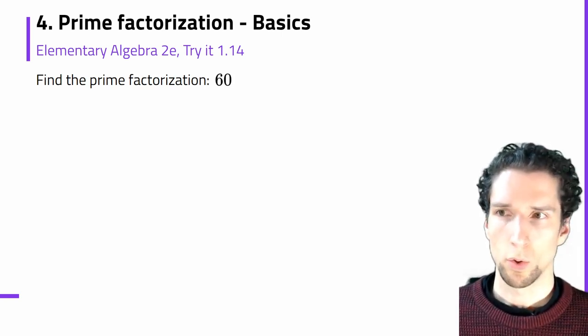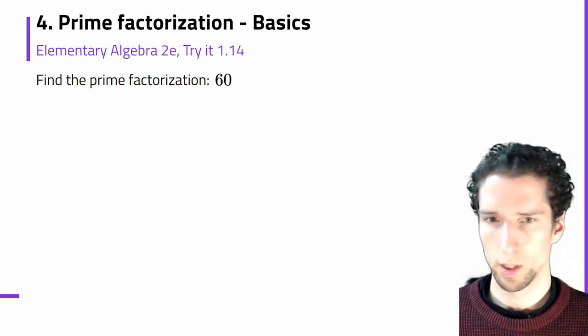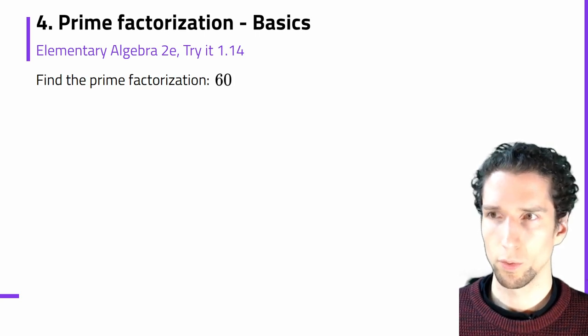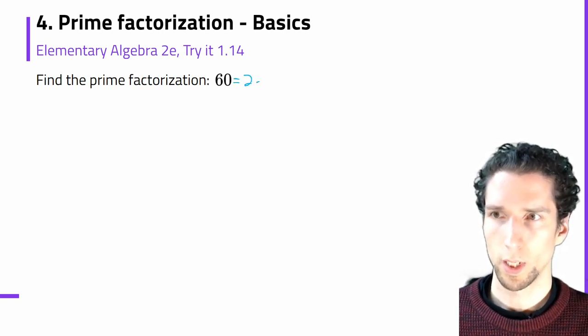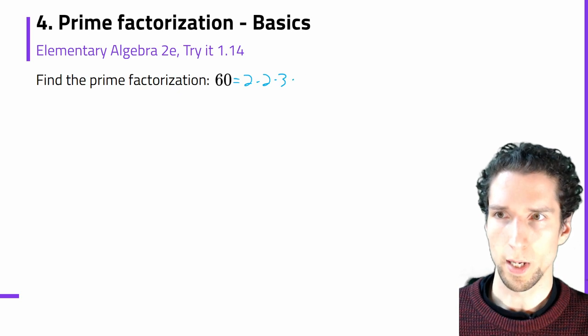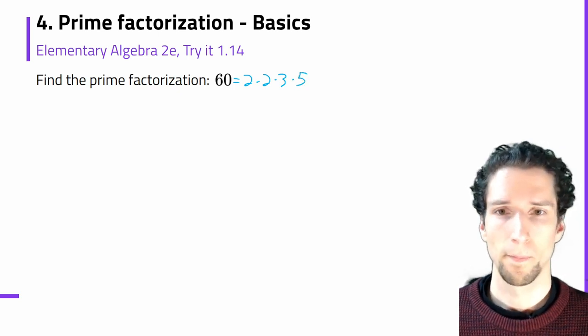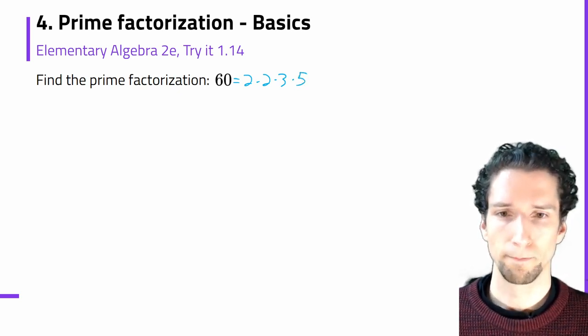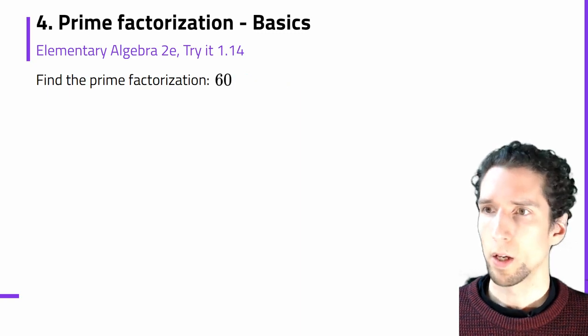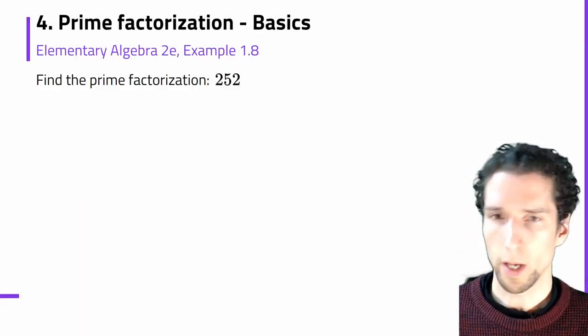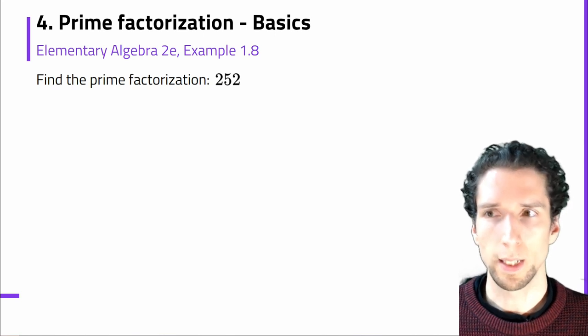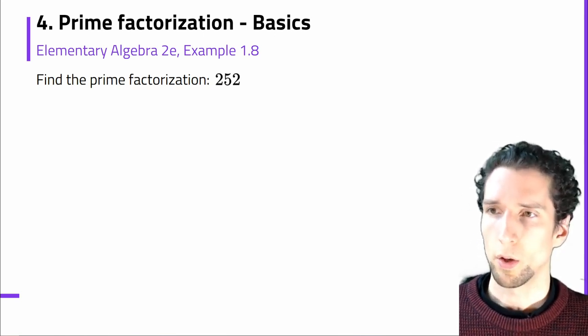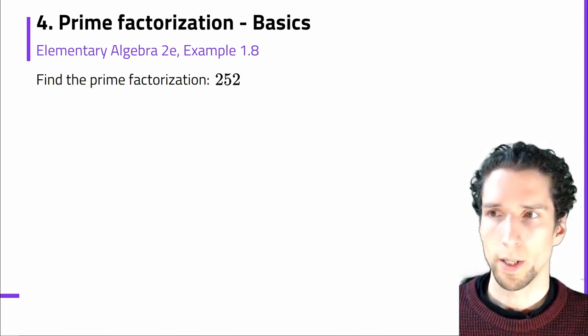Okay, so 60 here is equal to 2 times 2 times 3 times 5. Hopefully you got the same result. All right, next one, still exact same thing, just with slightly larger numbers. So we'll follow the same process.